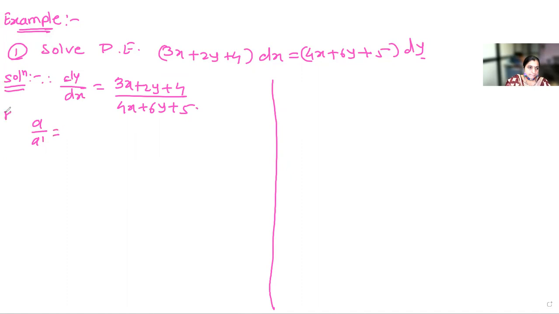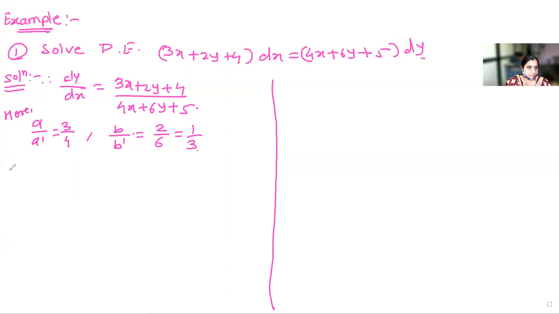Here a upon a dash is equal to 3 upon 4. And what is b upon b dash? b upon b dash is equal to 2 upon 6, that means 1 upon 3. Okay, so again this is which type of equation? This is the first type of equation. Okay, we have to solve the second type. So let us solve this equation, then we move towards the second type of equation.